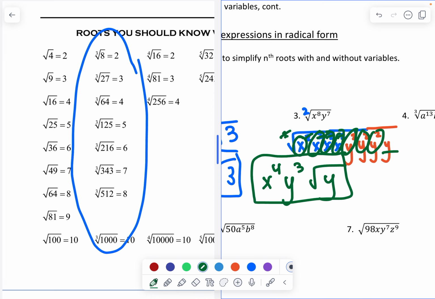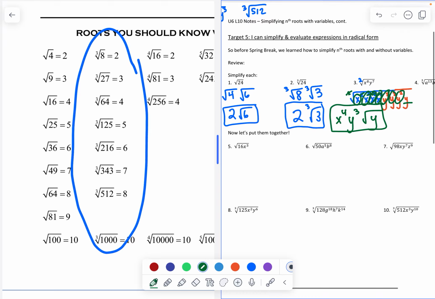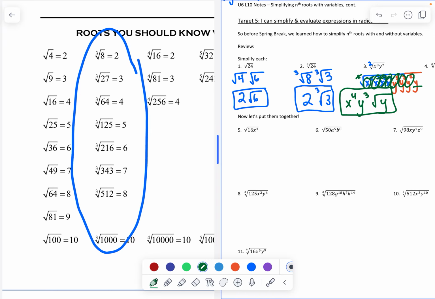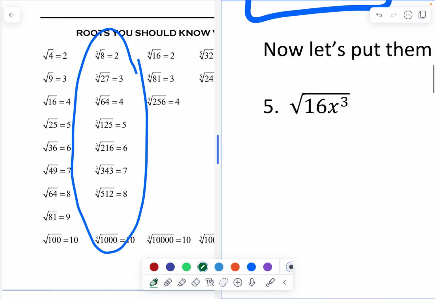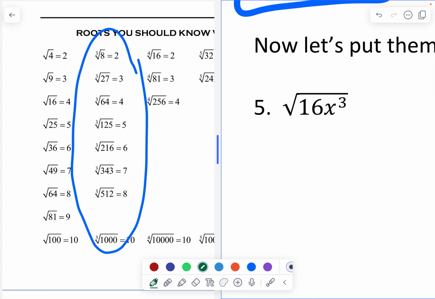I'm going to skip over 4 just for time's sake, and we're not going to do all of these examples, but I just want to show you how to put those two things together. So looking at number 5, it's the square root of 16x to the third. So you have numbers and you have variables. So you really just want to do these separately and then figure out where the things go to put your answer together.